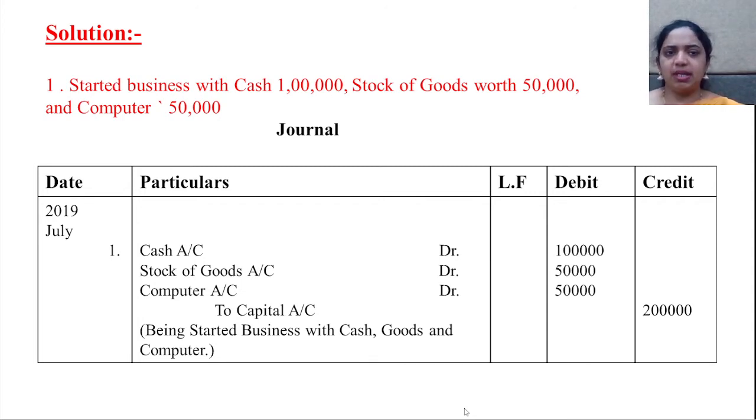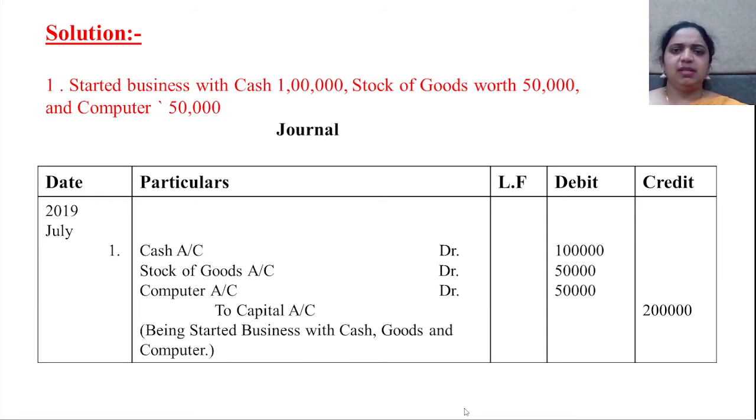So 3 things have come in. Cash account debit, stock of goods account debit, computer account debit. Everything comes in, so we put it on the debit side. And credit will be to capital, because whenever you start a business with cash, goods, computer, this is all the capital. So you add 1 lakh plus 50,000 plus 50,000 and write to capital account 2 lakh. Narration is very important. You will write the narration by seeing the transaction: started business with cash, goods and computer.